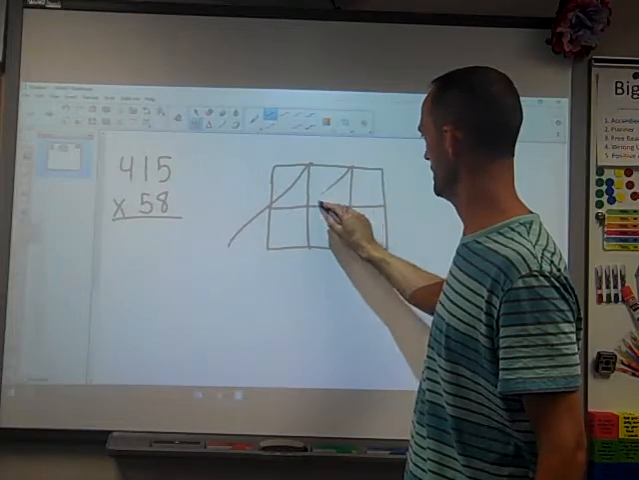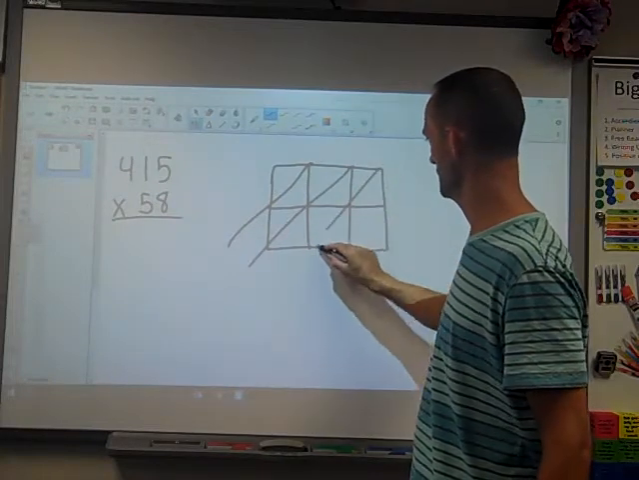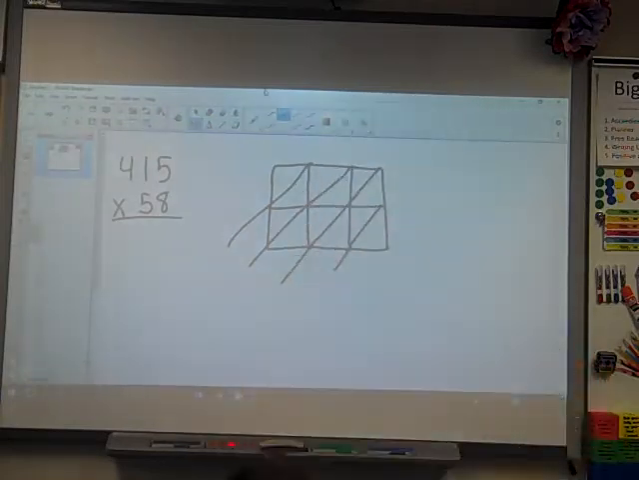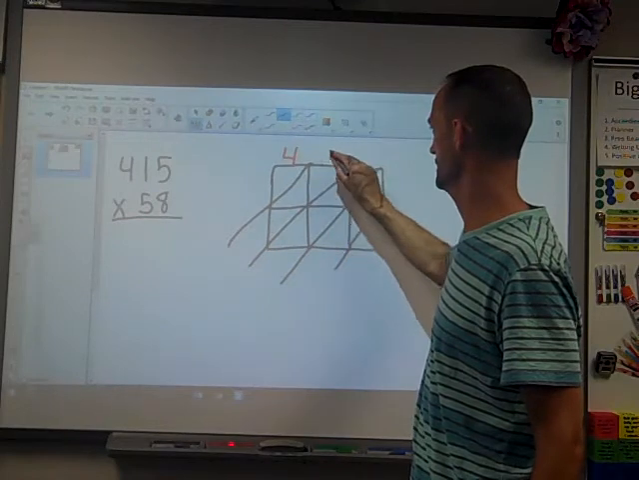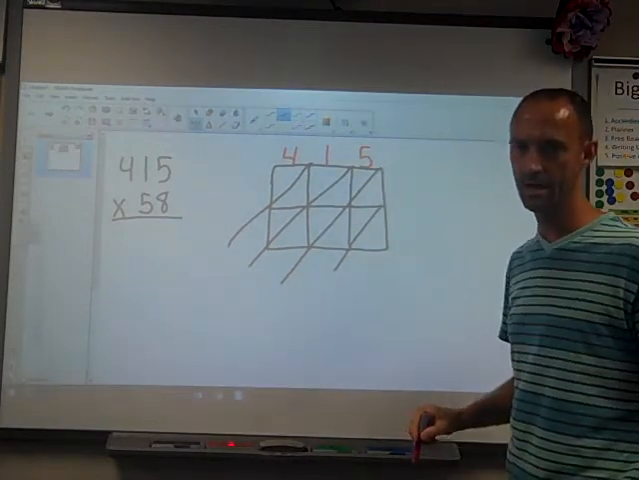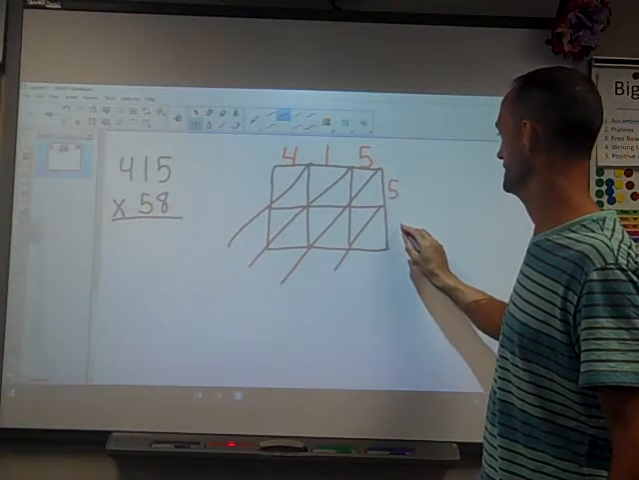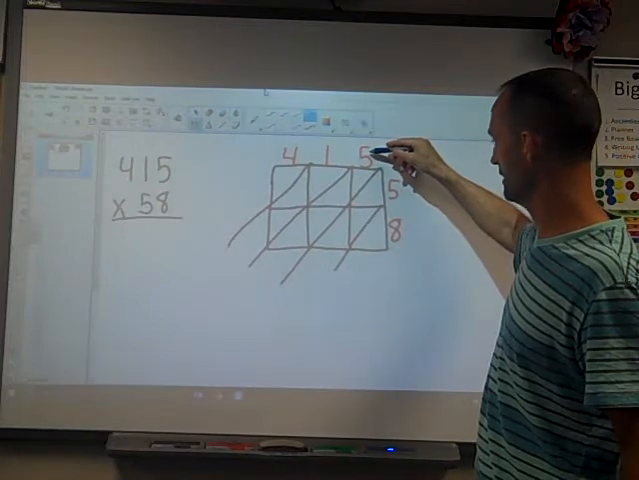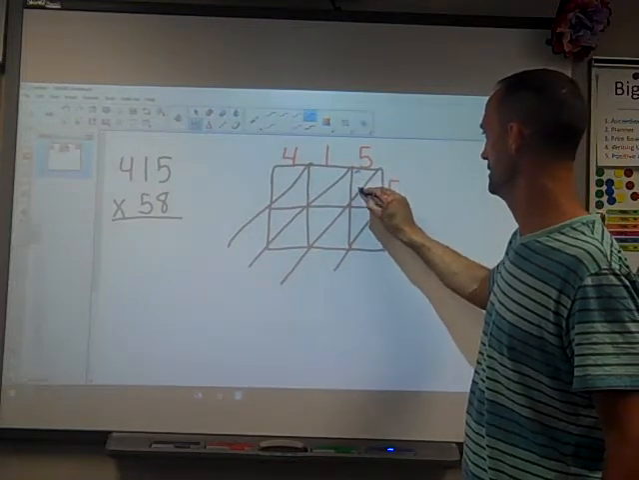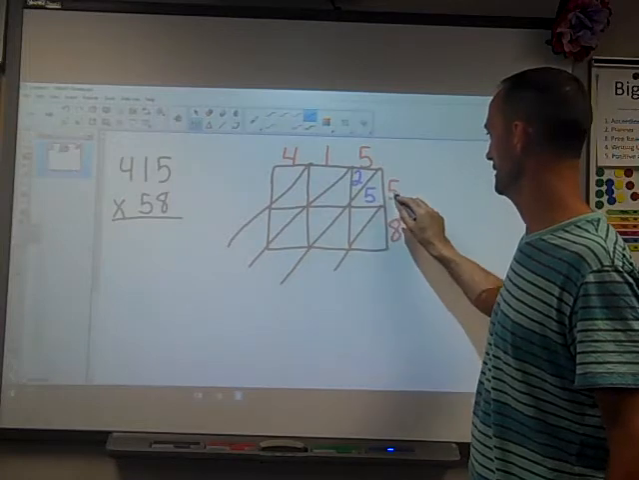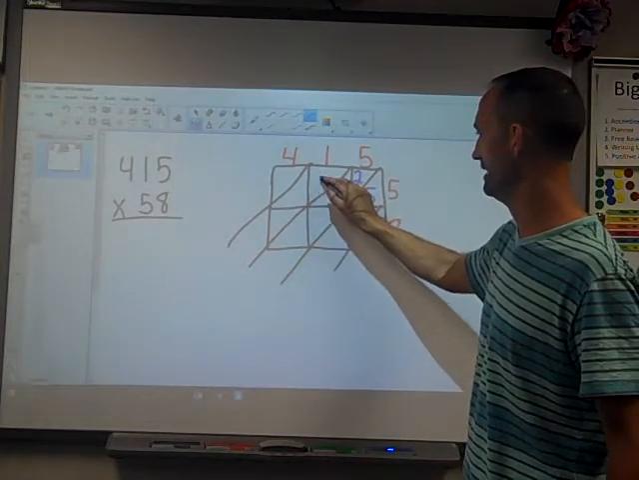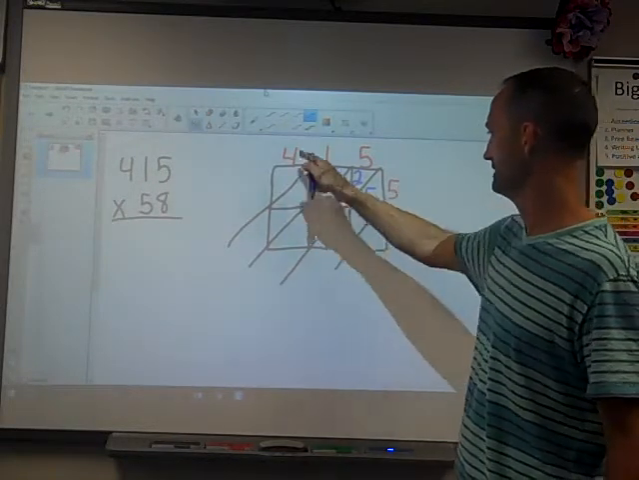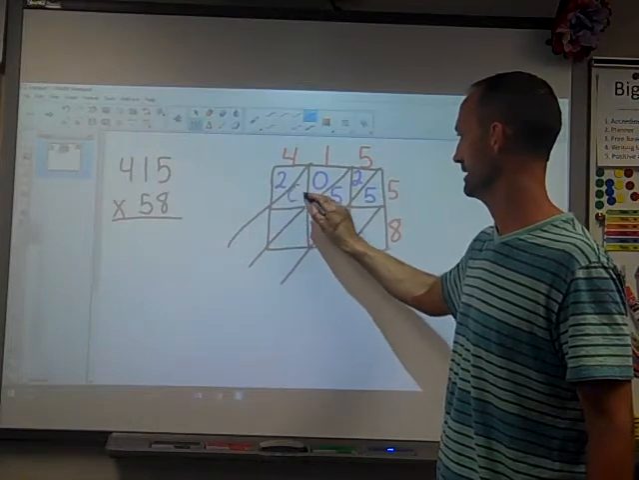Divide each box inside in half using the diagonal line. And then 415 across the top and 58 on the side. Start over here. 5 times 5, 25. 5 times 1 is 5, so we do the 0 in the top part of the box, 5 on the bottom. 5 times 4, 20.